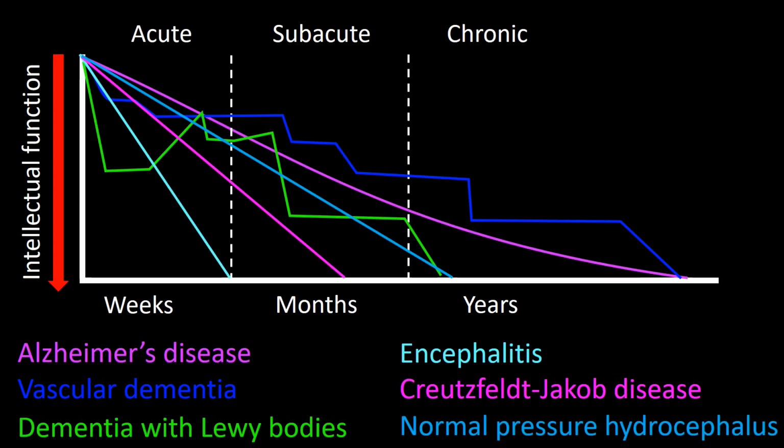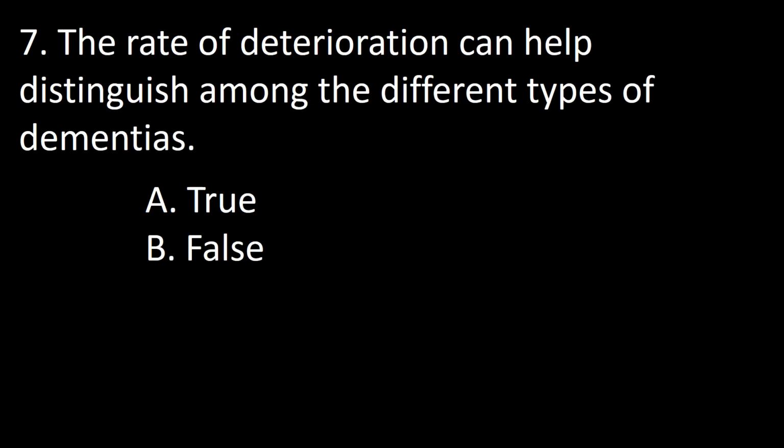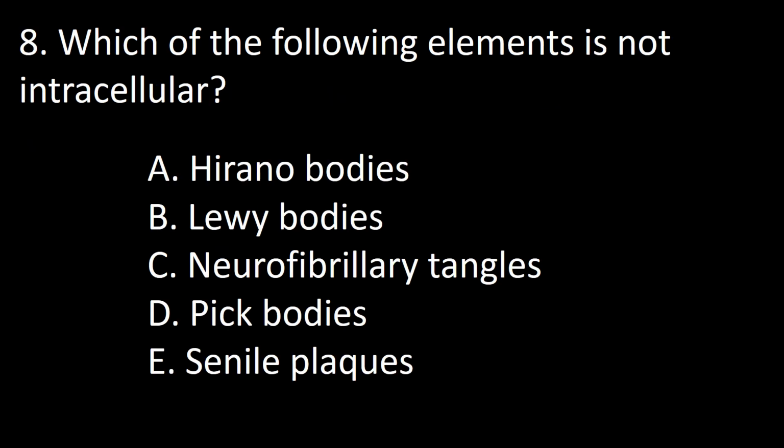Now I have reintroduced the course chart so you can take a look at it before going back to the current question. So the answer to this question is A, true. Next question. Which of the following elements is not intracellular? A, Hirano bodies, B, Lewy bodies, C, Neurofibrillary tangles, D, Pick bodies, E, Senile plaques.